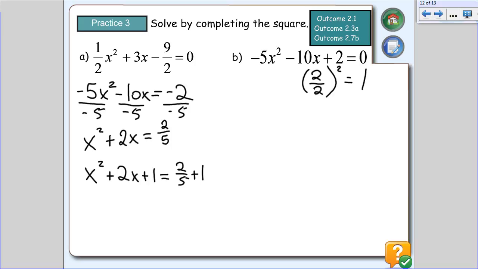1 is the same thing as 5 over 5. Exact same thing. So we have x squared plus 2x plus 1 is equal to 7 over 5.